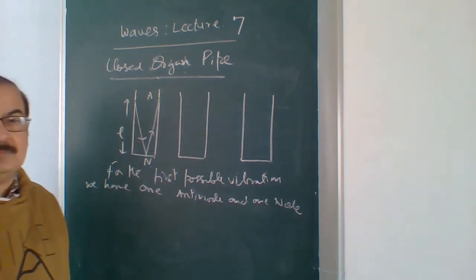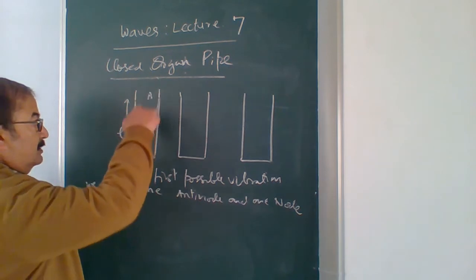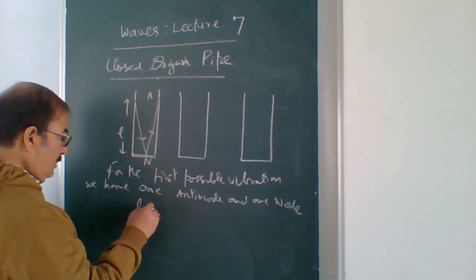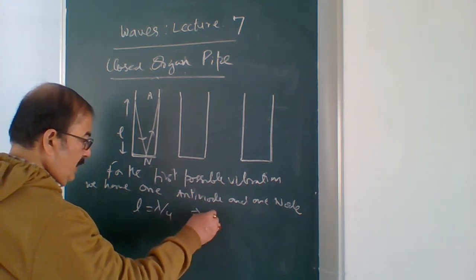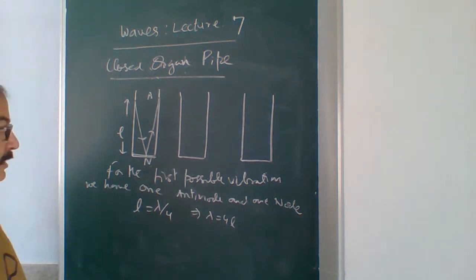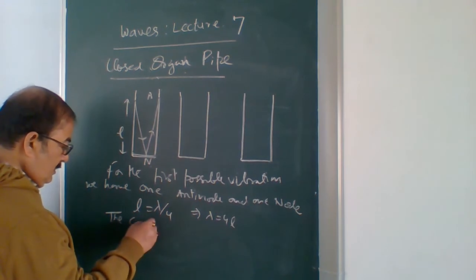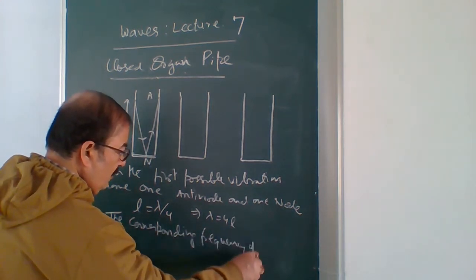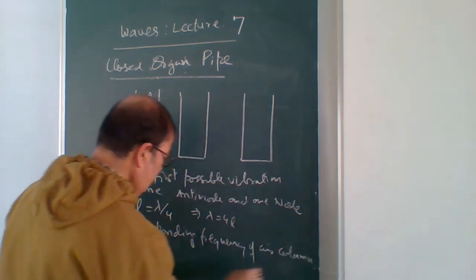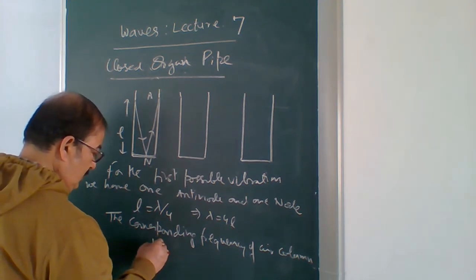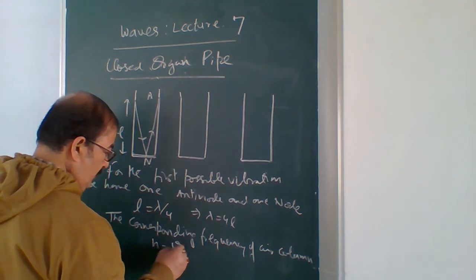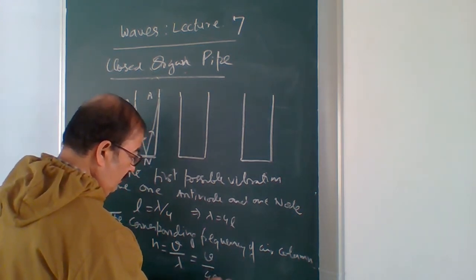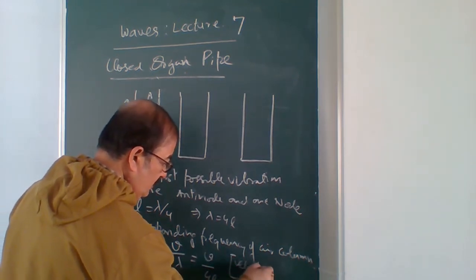तो एक नोड और एक एंटीनोड के बीच का डिस्टेंस कितना होता है? लैम्डा बाई 4. तो ये लैम्डा बाई 4 अगर इस जो साउंड वेव या वाइब्रेशन जो आ रहा है उसका कितना वेवलेंथ है? लैम्डा. देखो L इक्वल टू लैम्डा बाई 4 और लैम्डा इक्वल टू 4L. The corresponding frequency of air column equal to how much? n equal to कितना हो जाएगा आपका? V upon lambda, and this is V upon 4L, where V is the velocity of sound, velocity of mechanical wave.